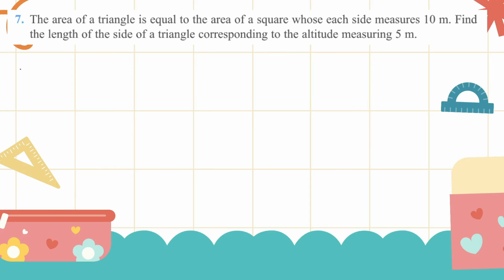And now the seventh sum. The area of a triangle is equal to the area of a square whose side measures 10 meter. What is given? A square with side 10 meter. And what is given? Find the length of the side of a triangle corresponding to the altitude.